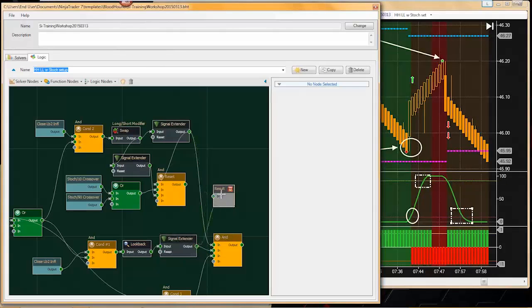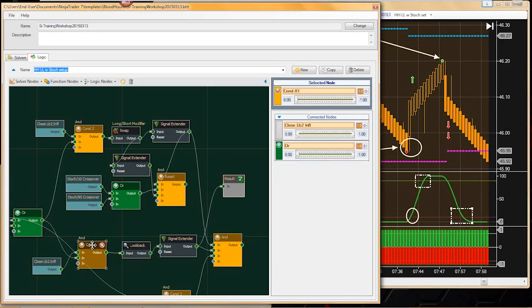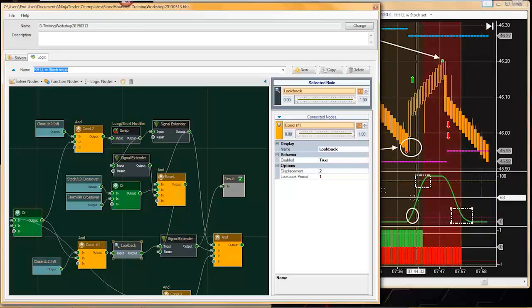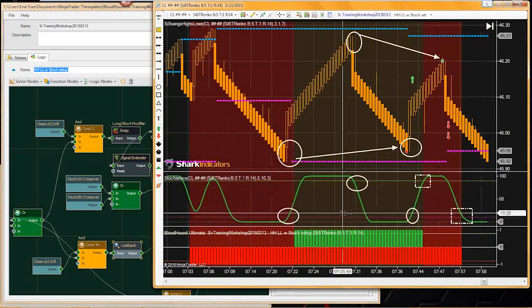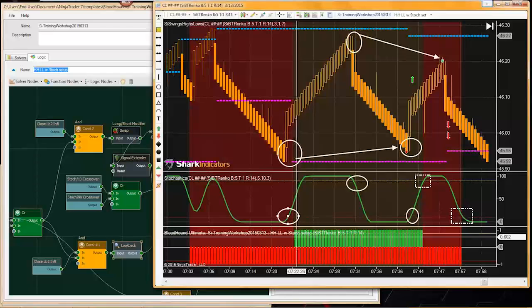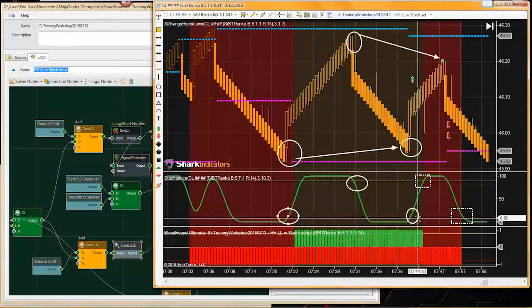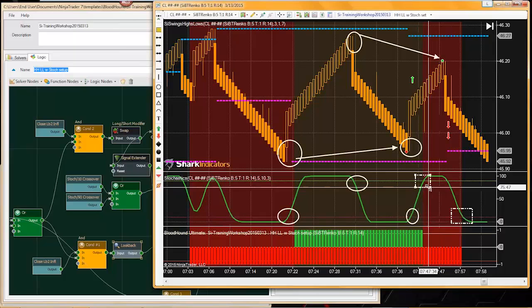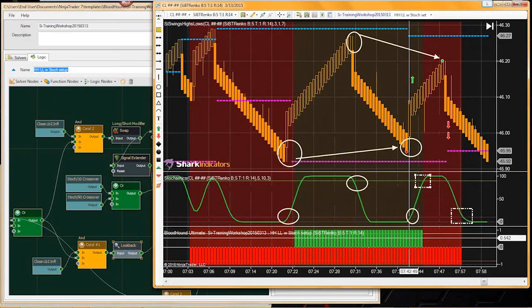All right, so let me take a look at condition 1. Take a look at the signal extender. And let's connect this reset into the signal extender reset. So here's condition 1. Our long signal is turned on and it's extending forward until we get to condition 3, and then it turns off when our stochastic reset happens. So condition 1 looks good so far.